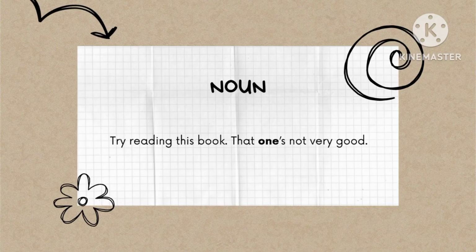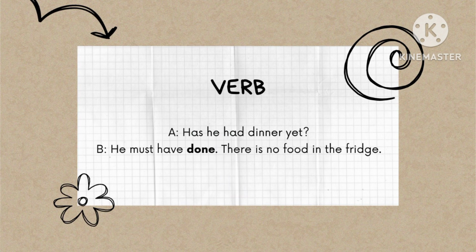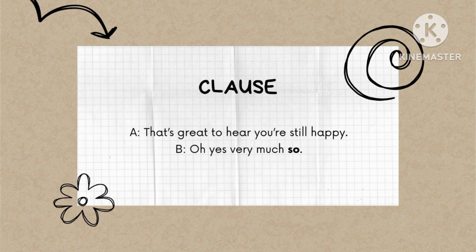This example can involve substituting an item for a noun. In the following example, "one" that I bold substitutes for the noun "book". Next, it can involve substituting an item for a verb. In this example, "done" substitutes for the verb group "had dinner". Next, an item may also substitute for a clause. In the following example, "so" substitutes for the clause "you are still happy".